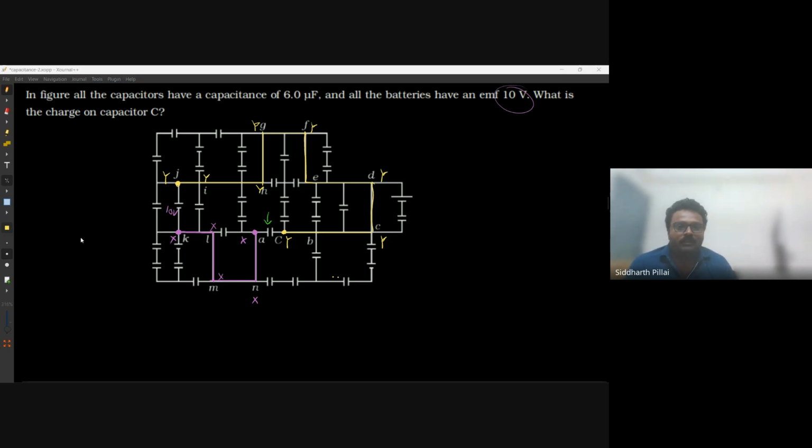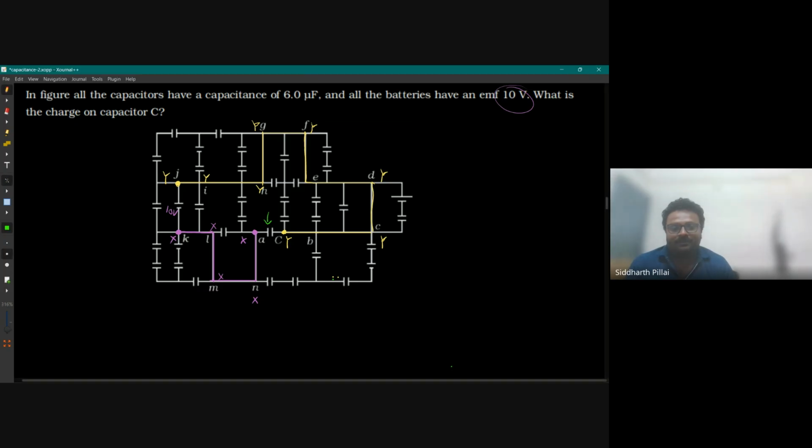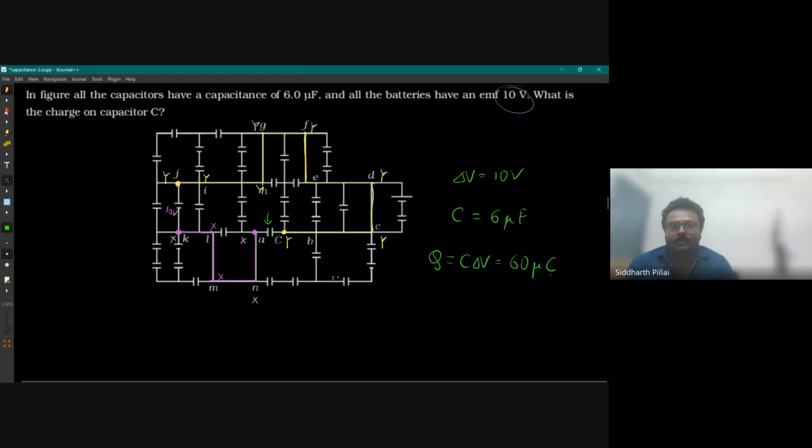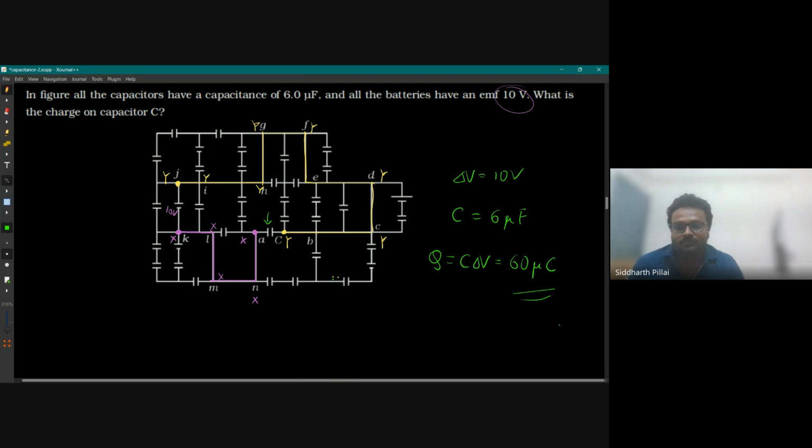So now you can solve the question, right? Your delta V is 10 volt and your capacitance is 6 microfarad. So what is the charge? 60 microcoulombs. Is this clear?